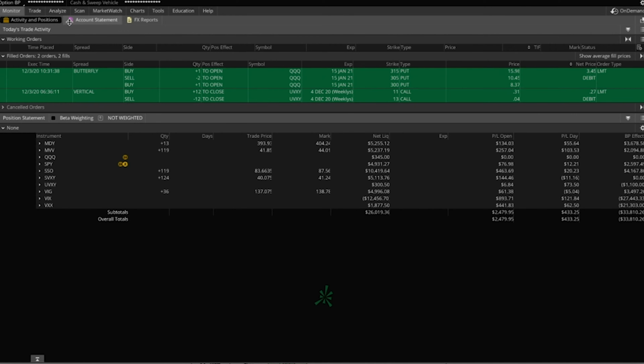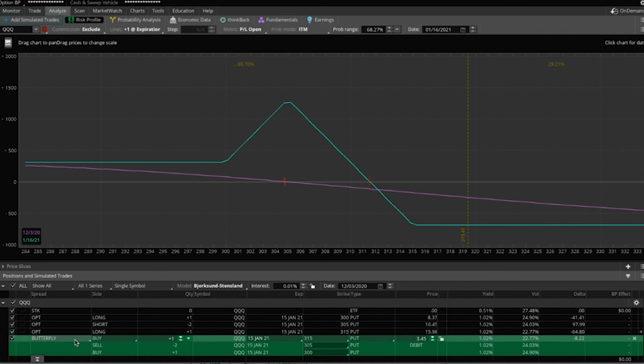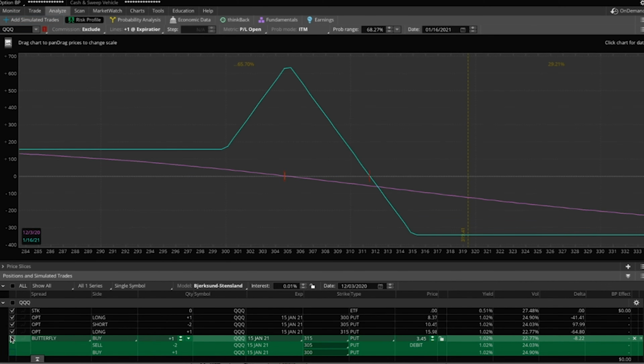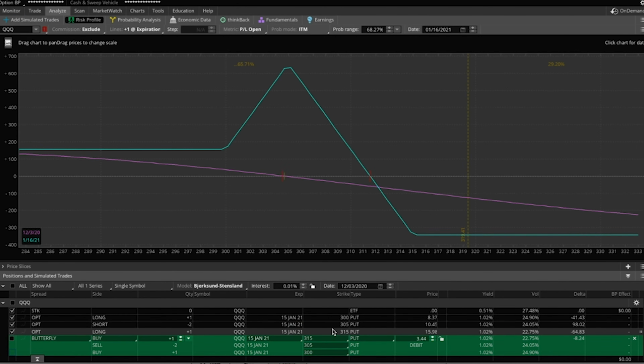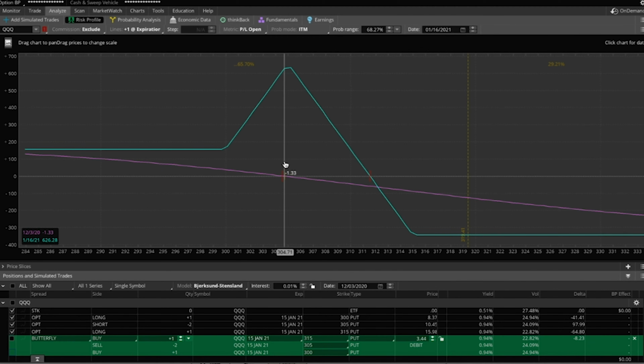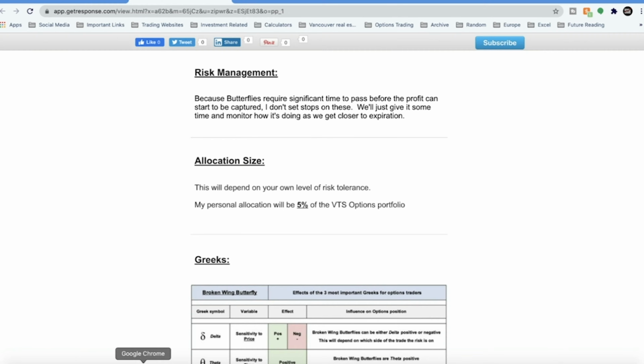In this case, of course, it clicked in very quickly, and now instead of this trade as a simulation, we can see I actually have this trade live. So now I have one contract of this broken wing butterfly. You can see today's price is right in the middle, and our break even at expiration is over here. Now I won't be letting this trade go to expiration.